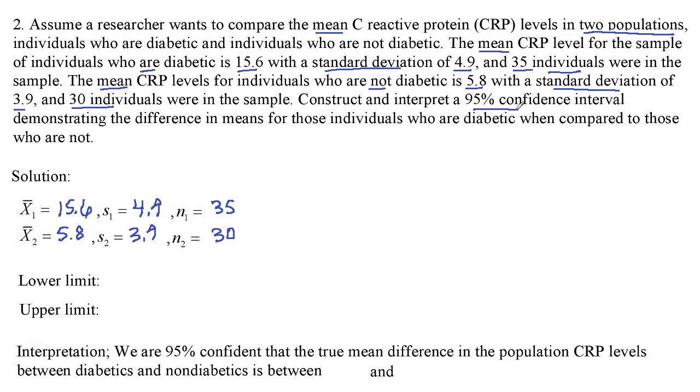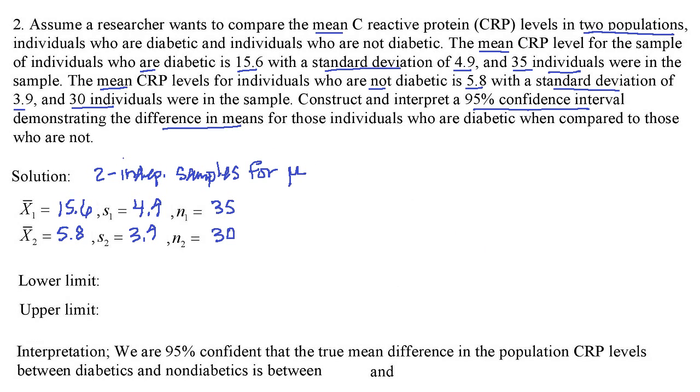We want the 95% confidence interval here, demonstrating the difference in means. So these are two independent samples. They're two samples of different individuals. Some have diabetes and some don't. So this is a two sample, and also they tell us two populations. So this is two independent samples. And for the mean, for mu.